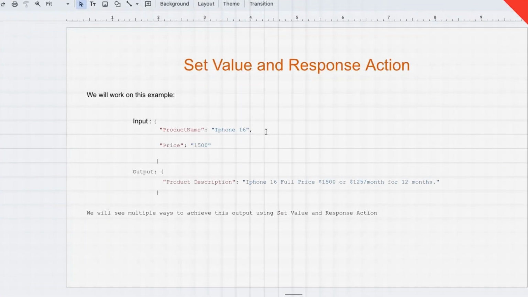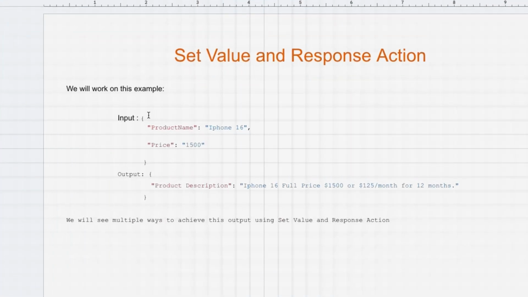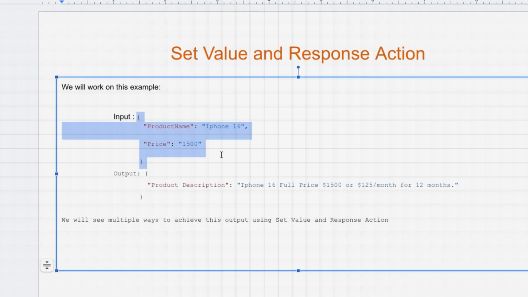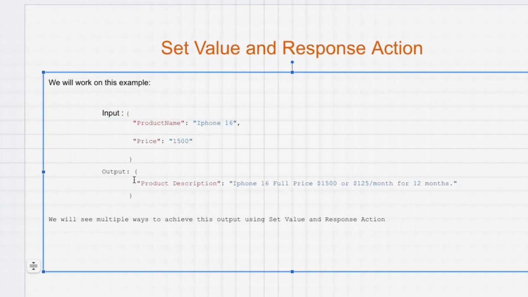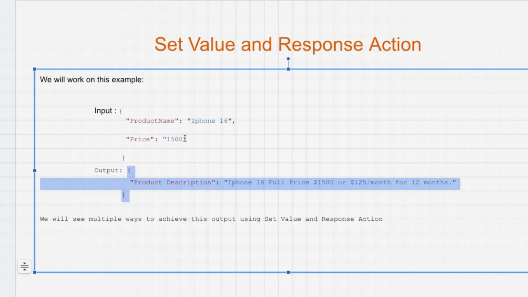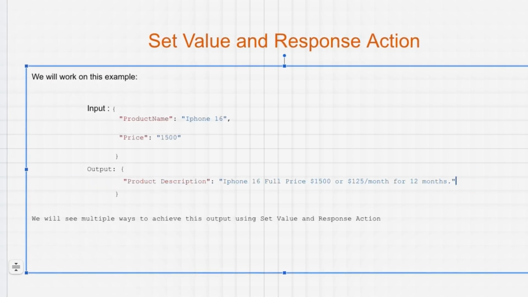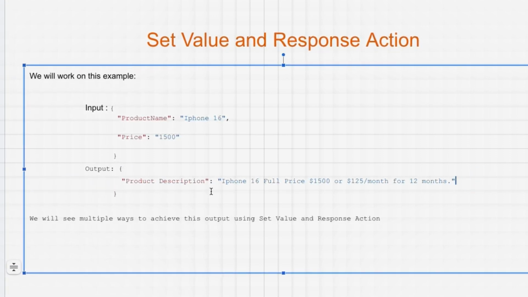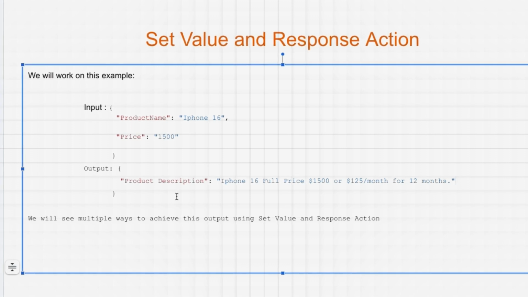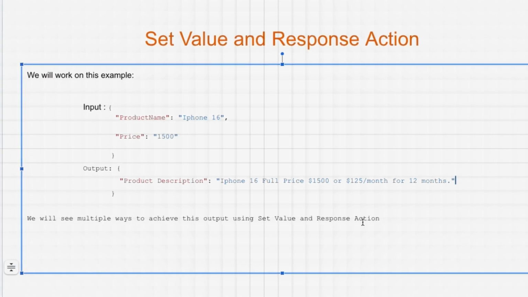Okay, the example we're going to work with today is this: this is what we're going to get as input to the integration procedure, a product name and a price. And we're going to try getting this output, a description for this product basically. And we'll see how we can use set values and response actions to do this. There are many ways we'll see how we can achieve the same result. By doing that, we just see all the features that we can use from set values and response actions. So let's jump into the practical.